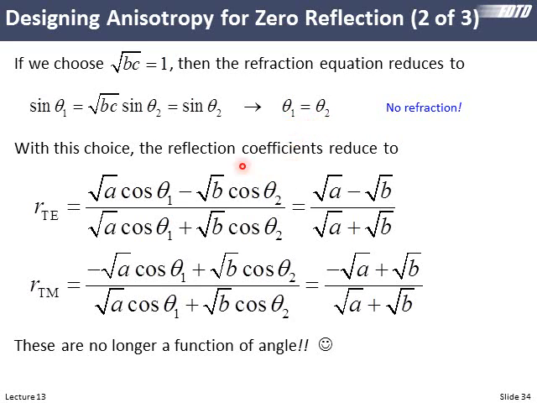So if theta 1 and theta 2 are always equal, and then we look at our Fresnel equations for that anisotropic case, they reduce down to these equations. Notice the reflection is no longer a function of angle of incidence. So we still have not set reflection to 0 yet. That'll be the next step. But we did make it independent of angle of incidence. If we can somehow come up with another rule for A and B that makes those 0, then it'll be 0 for all angles of incidence. So we've removed the dependence of angle by making the square root of B times C equal to 1.